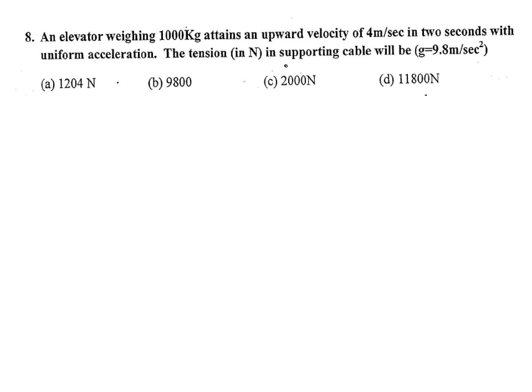An elevator weighing 1000 kg attains an upward velocity of 4 meters per second in 2 seconds with uniform acceleration. The tension in Newton in the supporting cable will be how much? g equals 9.8 meters per second squared.